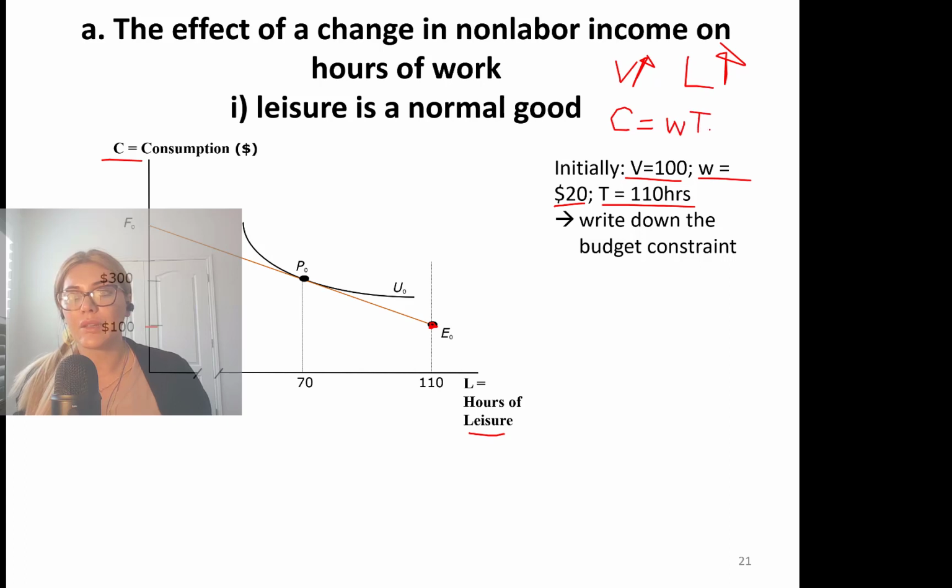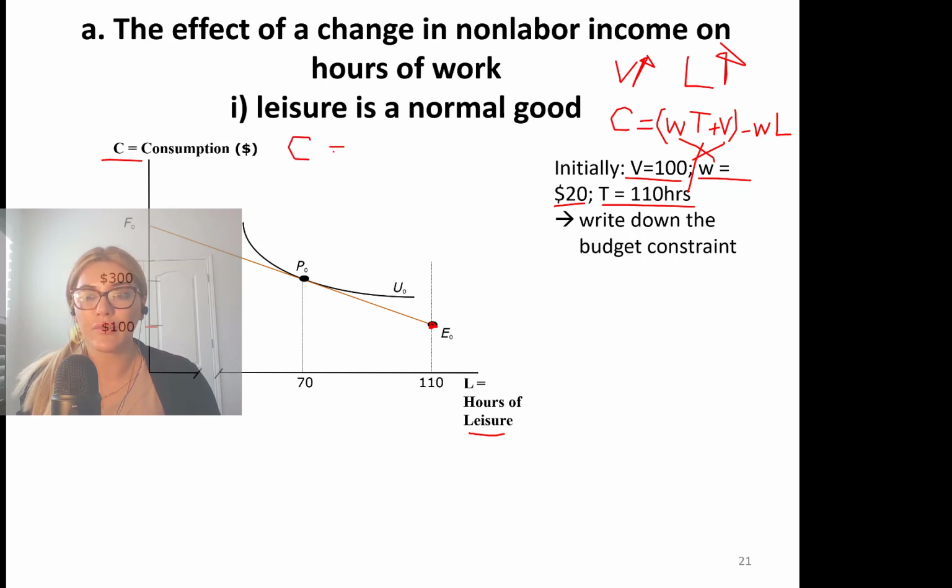WT plus V, minus WL. How about you pause this video right now and write down the budget constraint in terms of what we know. We know V, we know W, we know T. Okay, we're back. If you haven't done so, we're going to write down the budget constraint.